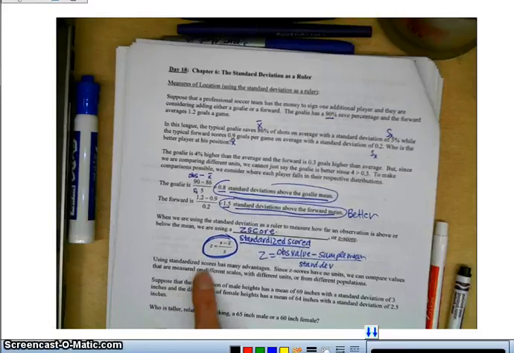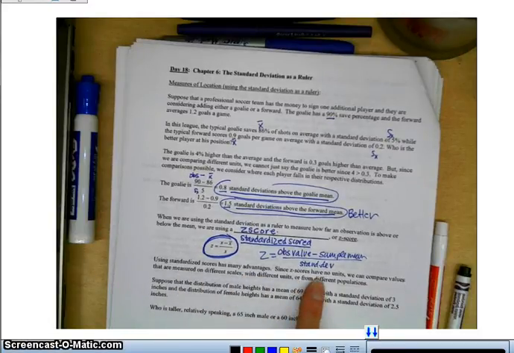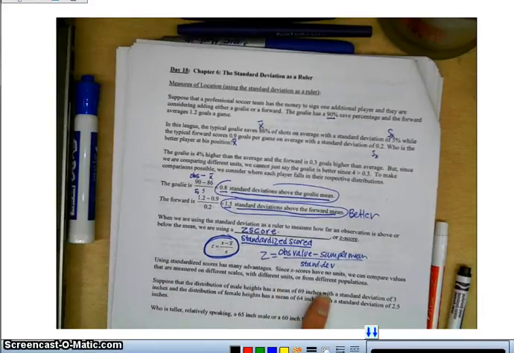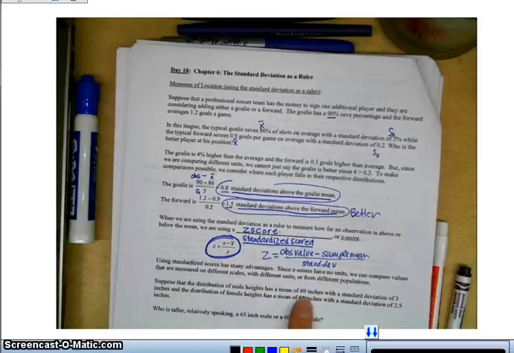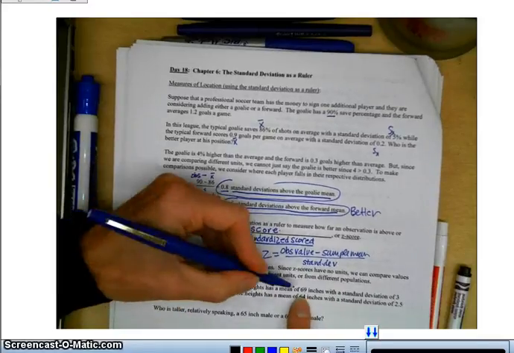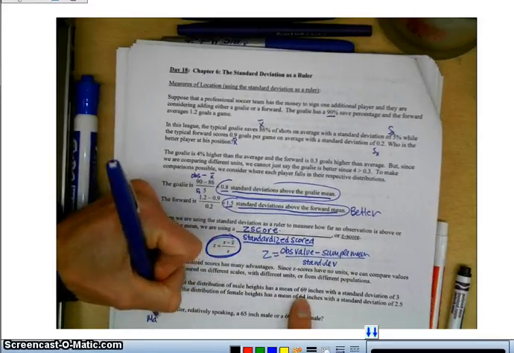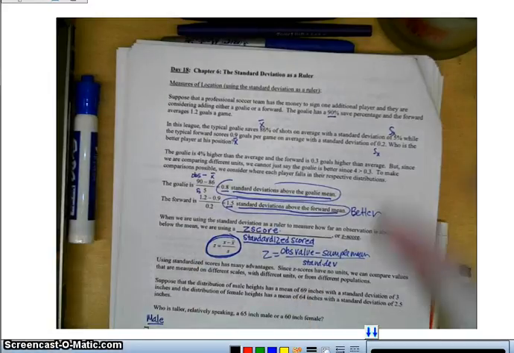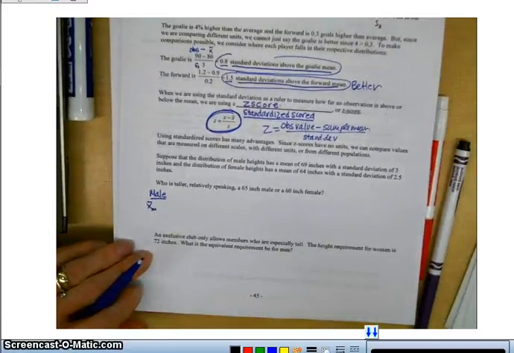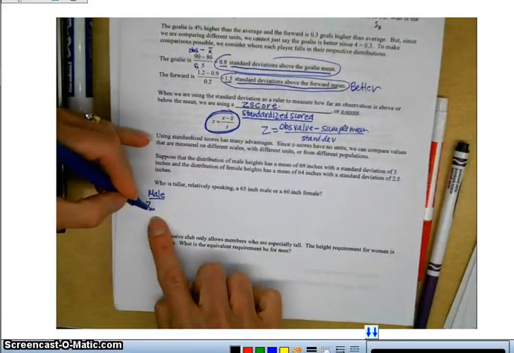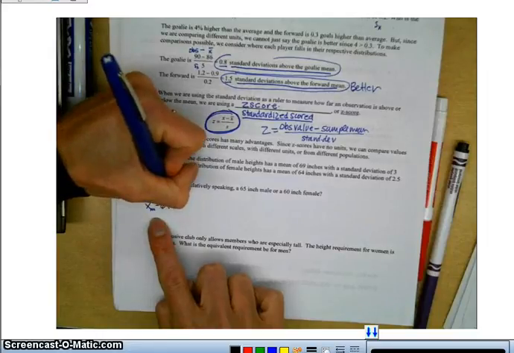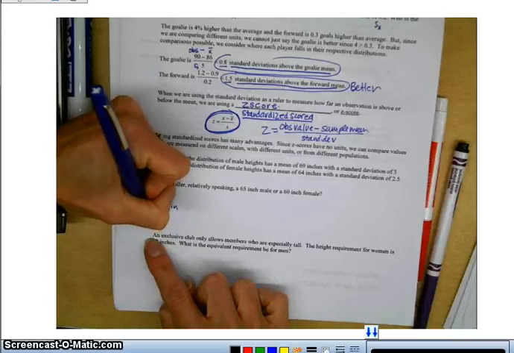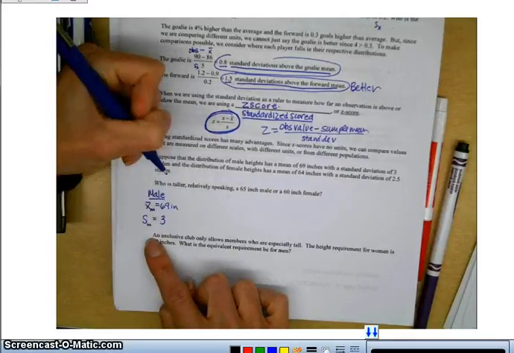Using standardized scores has a lot of advantages. Since these scores have no units, you can compare values that are measured on different scales with different units and from different populations. Suppose that a distribution of male heights has a mean of 69 inches. The X bar of the males, you can use little letters to help you distinguish, is 69 inches, and the standard deviation of the males is equal to 3 inches.